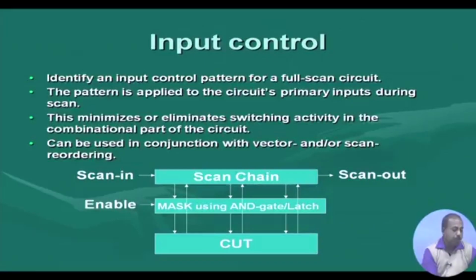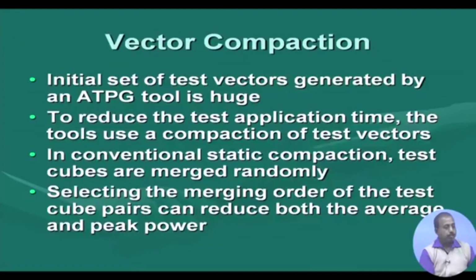And these outputs are of course directly going to the scan chain. So, when we put this in capture mode, this will be captured into the scan chain, so that is not masked off definitely. Also, we can use this in conjunction with vector and/or scan chain reordering, scan cell reordering technique, so that it does not go opposite to that, and does not cause any harm to that.